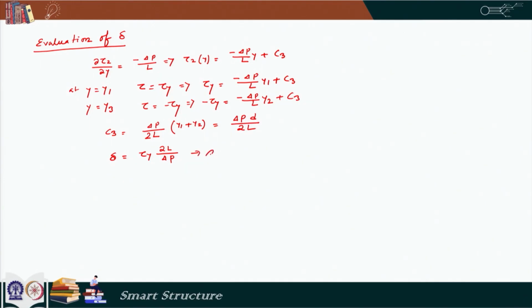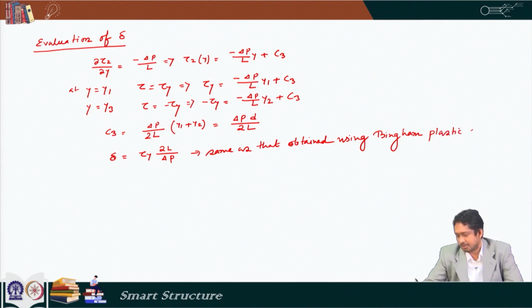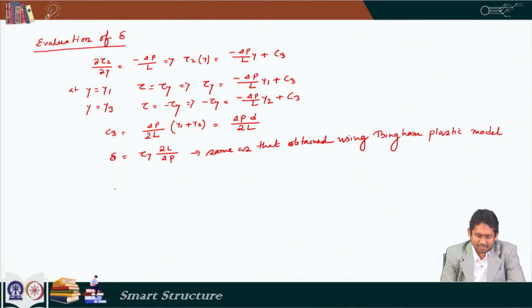So, same as that obtained using the Bingham plastic model. Now that we have got tau, we can write everything, and now that we have got delta, if we know delta, we know y1 and y2.